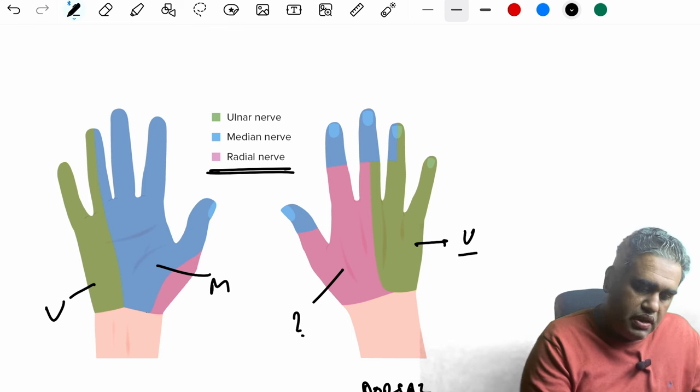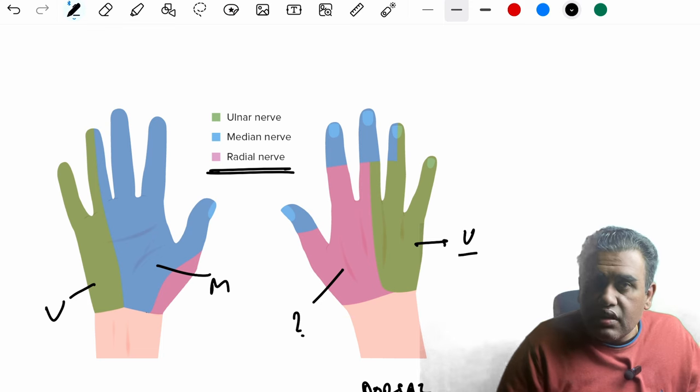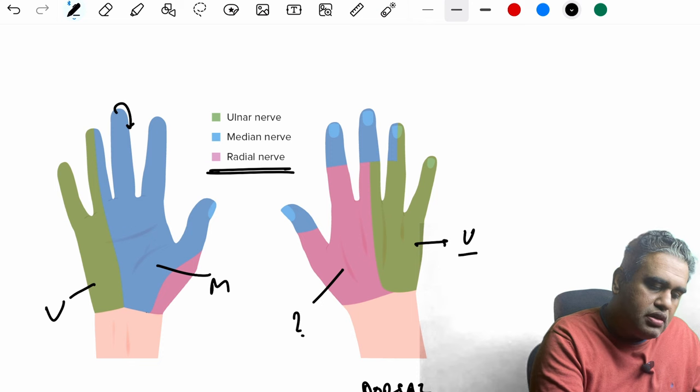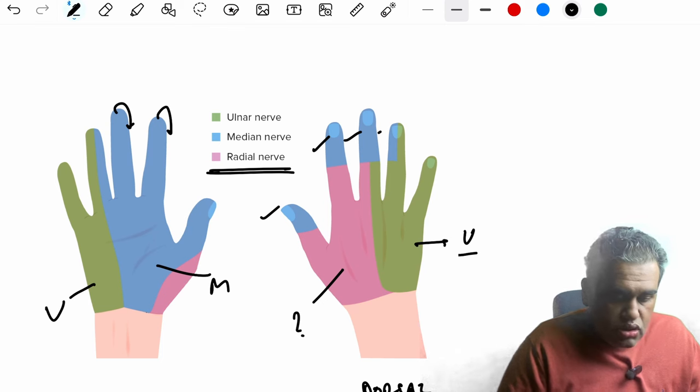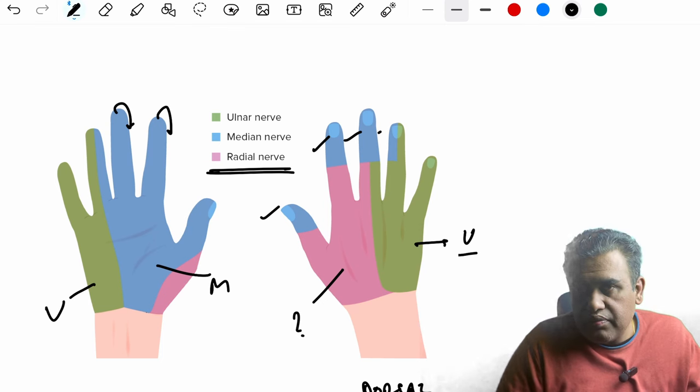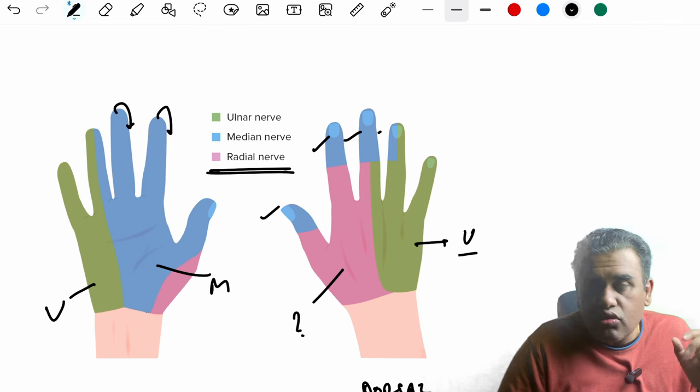So this median nerve supplies, on the palmar aspect, the lateral 3.5 digits, and it also goes on to the distal phalanx over here. You can see on the dorsal side as well. So remember this diagram, this is a must know diagram, the must know image over here. Cutaneous supply, why is this so important?